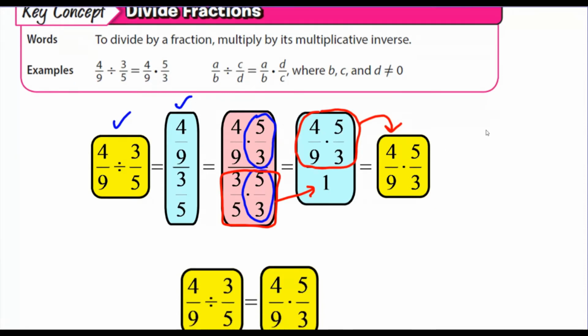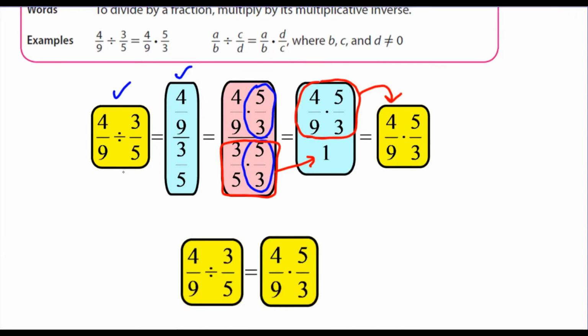So if we put the beginning and the end of this train together, these are all equivalent. The first thing in the string, 4/9 divided by 3/5, has to be equal to the last thing in the string, which is 4/9 times 5/3. So you can see that this division problem is equivalent to this multiplication problem. All we have to do is multiply by the reciprocal of the second fraction, and they're going to be equivalent. You're going to get the same answer.